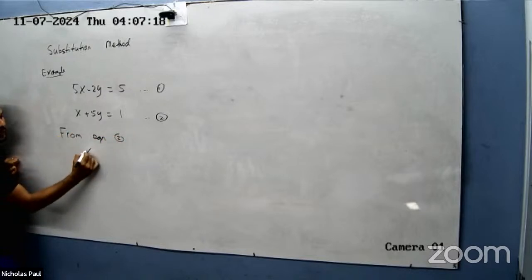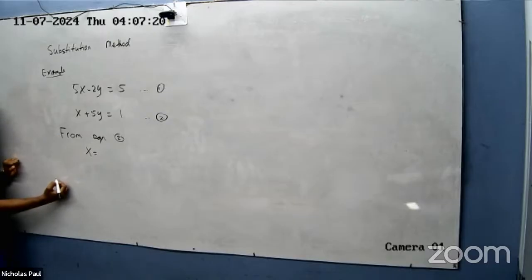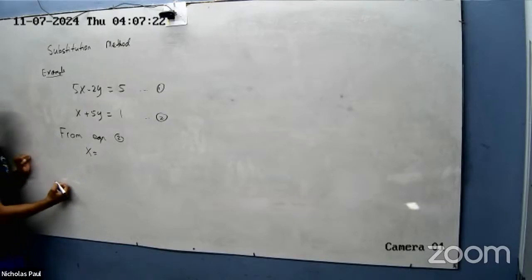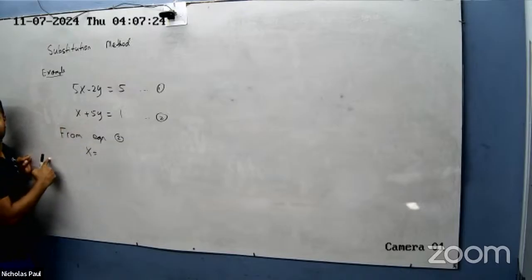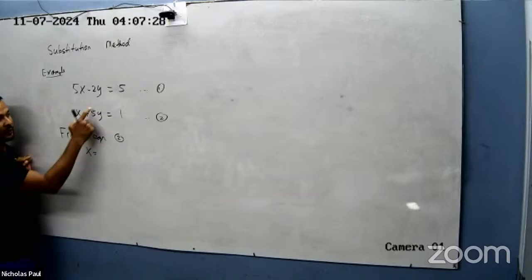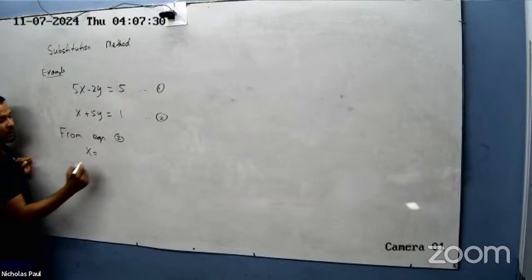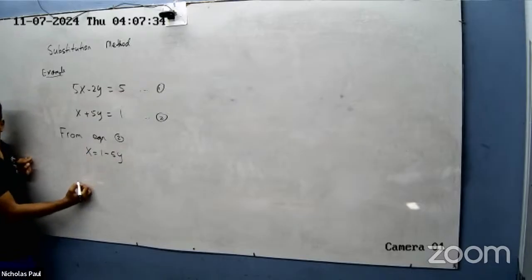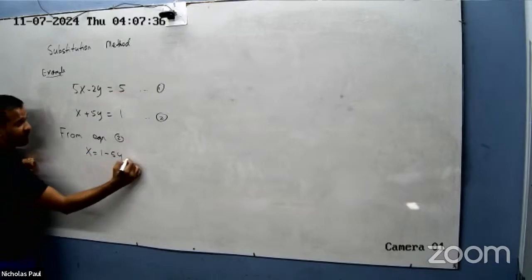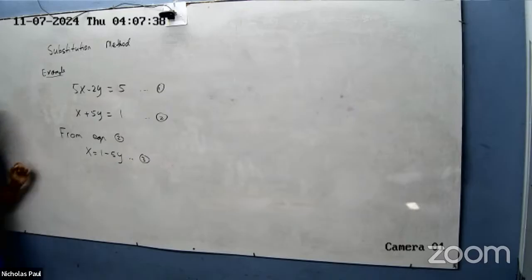So what you'll get, x is equal to what? If you make x the subject here, what you will get? Yeah, you'll carry across the 5y, right? So it becomes 1 minus 5y. Are you okay with that? Right, here's what you're going to do now.